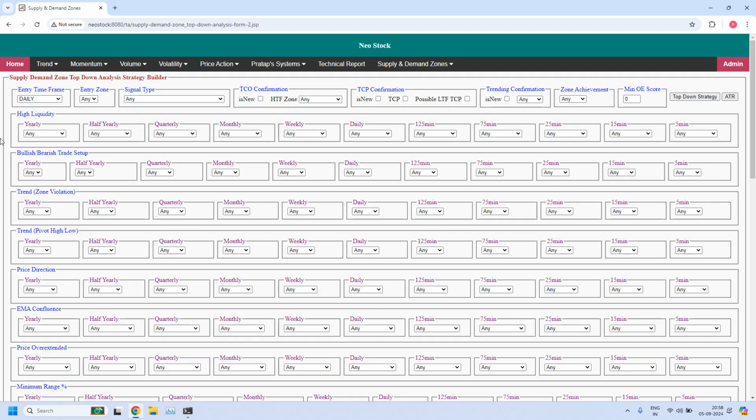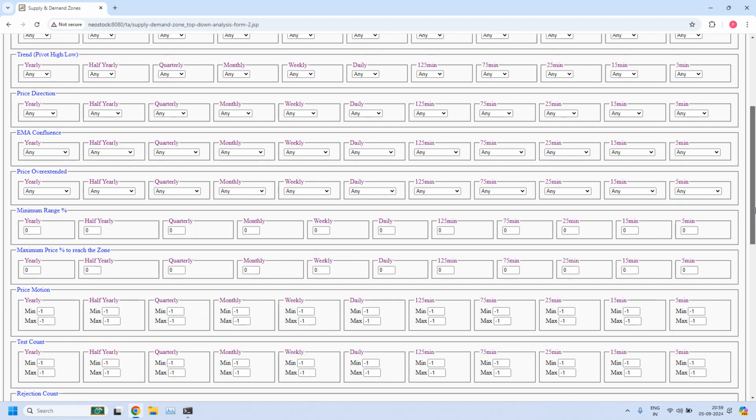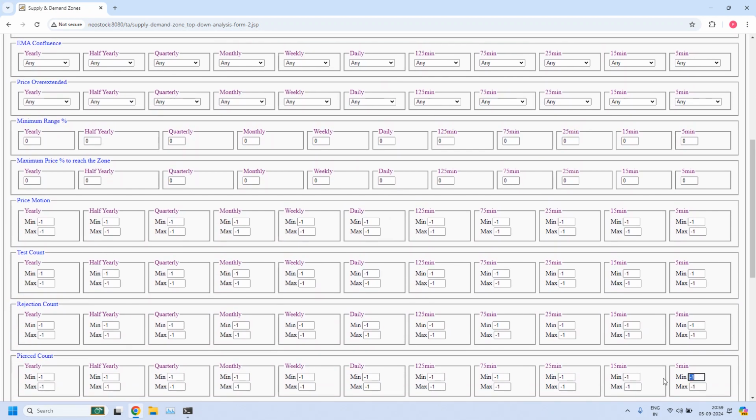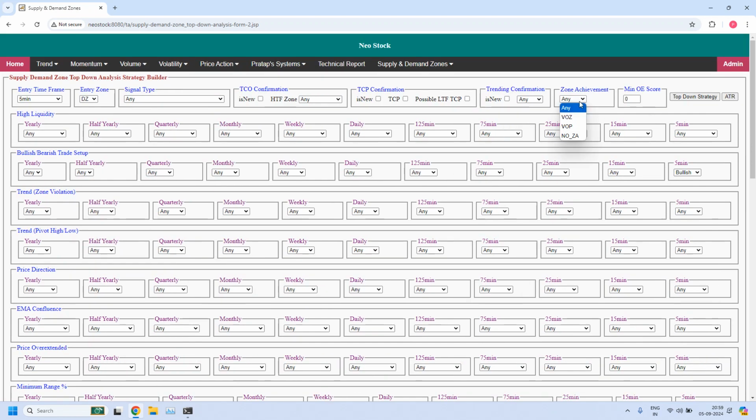Next, hourly income trade bullish trade setup. Entry time frame 5 minutes. Entry zone is demand zone. In bullish or bearish trade setup at 5 minutes, I am selecting bullish. The 5 minute demand zone should not be pierced. So in the pierced count, 5 minutes time frame, I am setting minimum value 0, maximum value 0. Zone achievement is violated opposing zone. Minimum order enhancer score is 12. All the 3 filters are applied to the 5 minute demand zone.